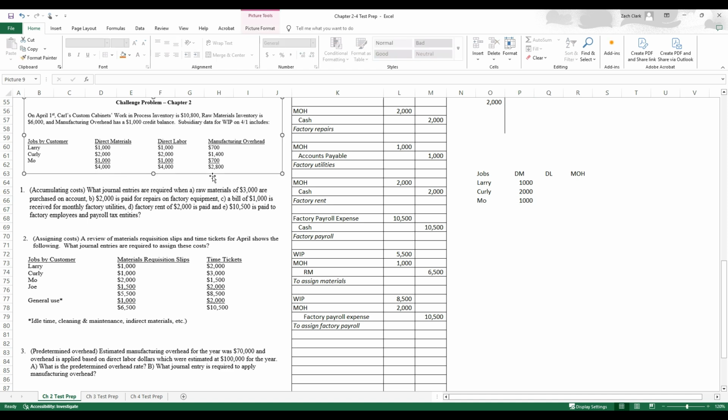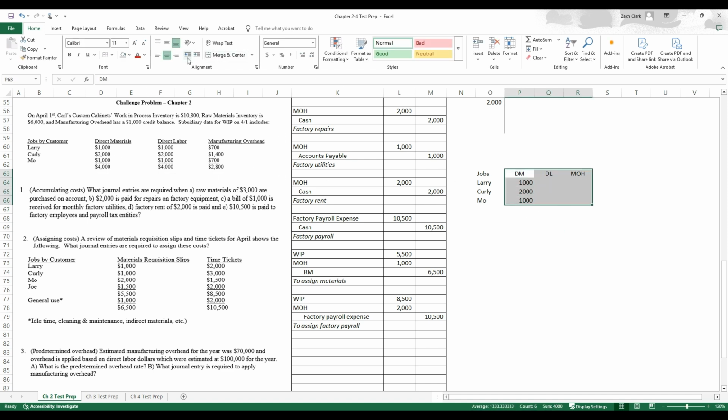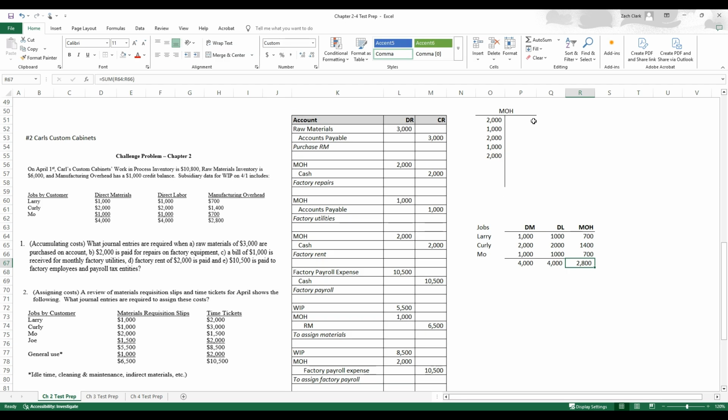I'm just taking this information off here. I just wanted to put it in an Excel format so we can do some calculations with it, and not just have it over there in a screenshot. Okay, just some little formatting here. So we got 1,000, 2,000, 1,000, 700. Oh, and I should say that for materials inventory, we started with $1,000.